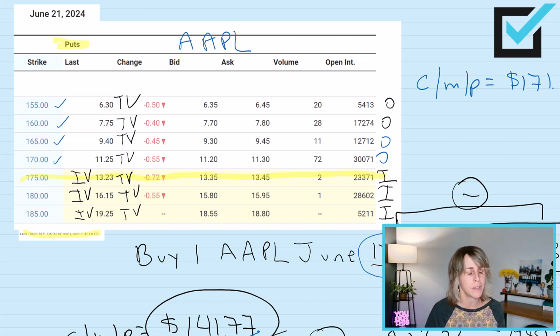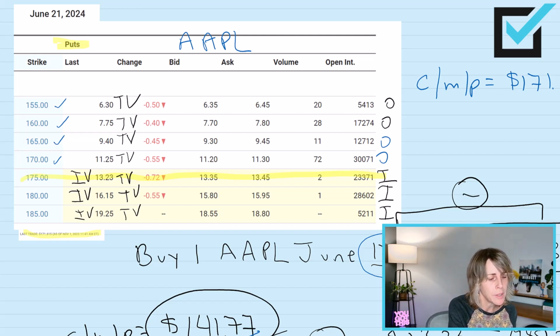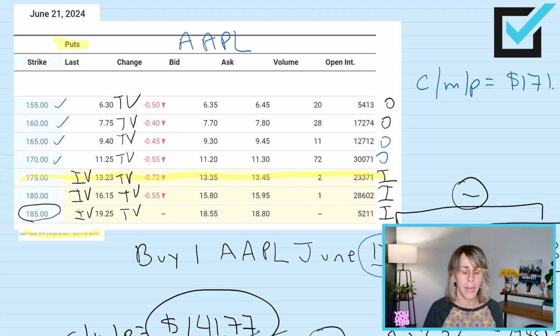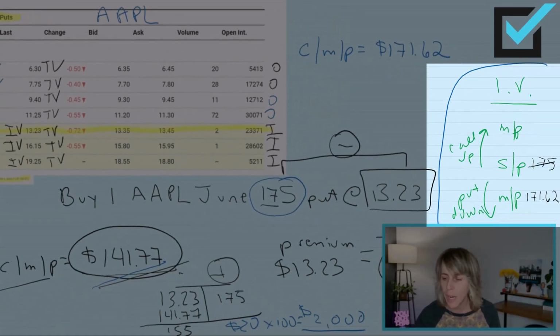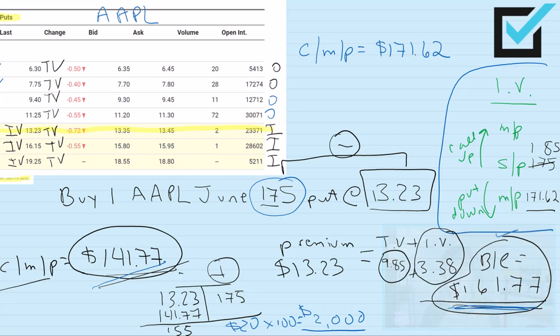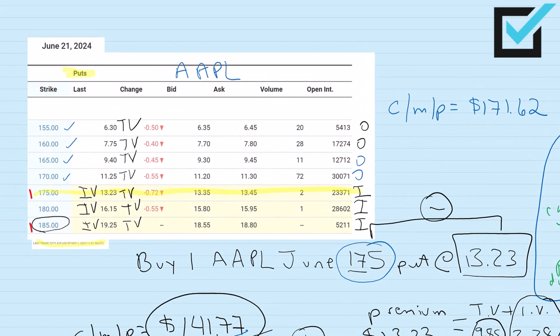So it makes sense. This one here is the most in the money. It has the biggest difference between the strike price of 185 and the current market price. So its intrinsic value is the 13.38. So it's a $10 per share difference. So 13.38 would be its intrinsic value. The difference between 13.38 and 19.25 is time value. So I hope that helps.